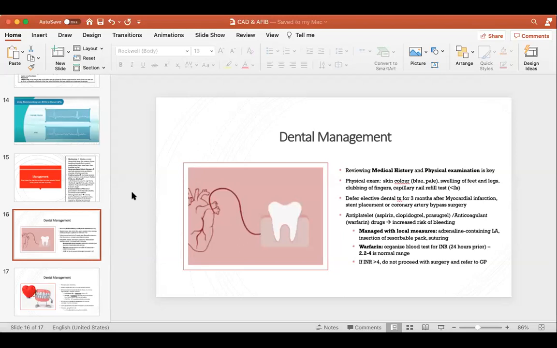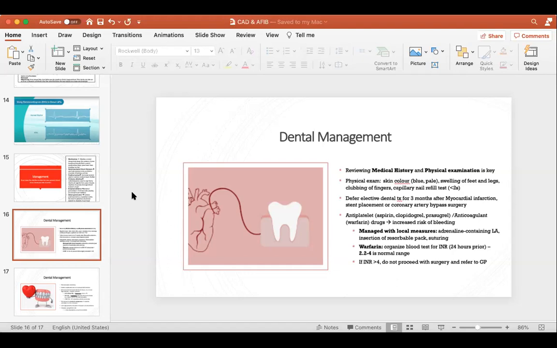Other things, if you know that the patient has had myocardial infarction, stent placement, or coronary artery bypass surgery, you should defer any elective treatment for 3 months. If you see that the patient is taking any antiplatelet drugs, such as aspirin or anticoagulant warfarin drugs, make sure to communicate to the patient that there's an increased risk of bleeding. Other than that, they shouldn't be ceased because the risk of thromboembolism is higher than the risk of bleeding.